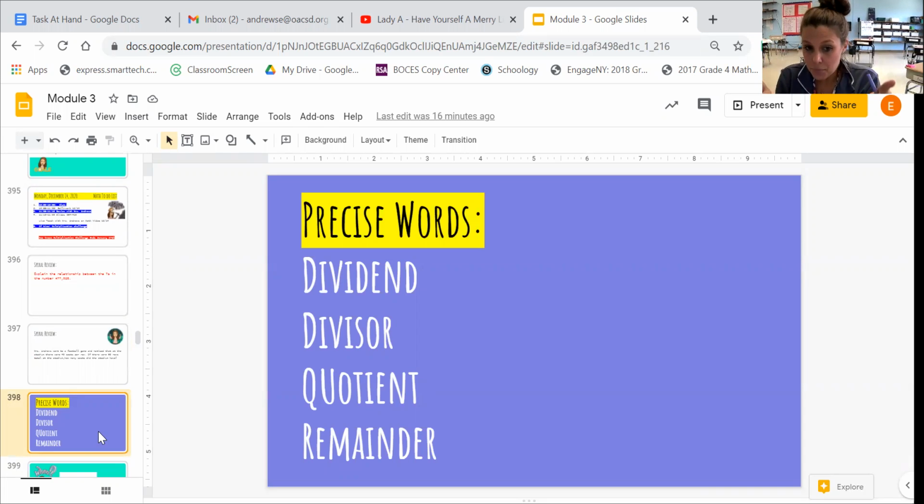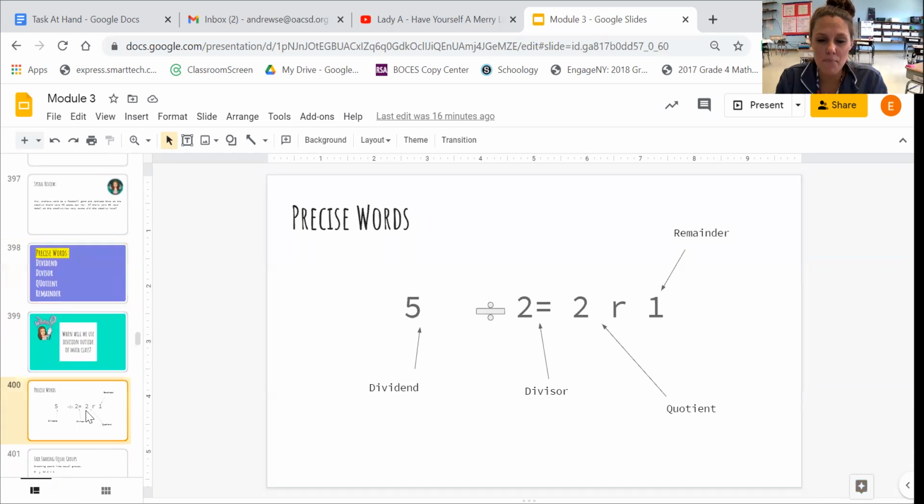Dividend, divisor, quotient, remainder. You'll hear these words a lot. So if you want to, on the next slide, you'll see how we use them.